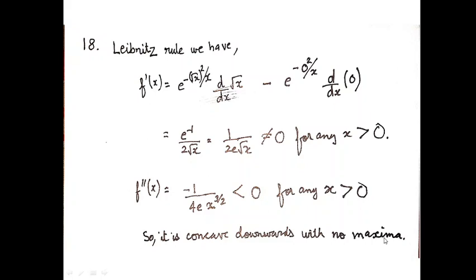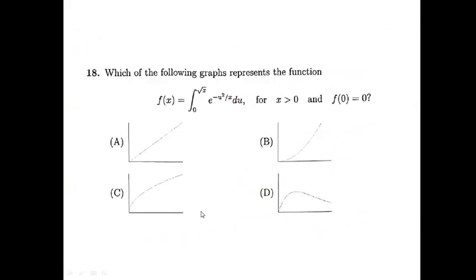So our correct answer would be C, it is concave downwards. B is concave upwards. D is with a maxima, so D won't be the answer. C is concave downwards. B is concave upwards. So C will be our answer.